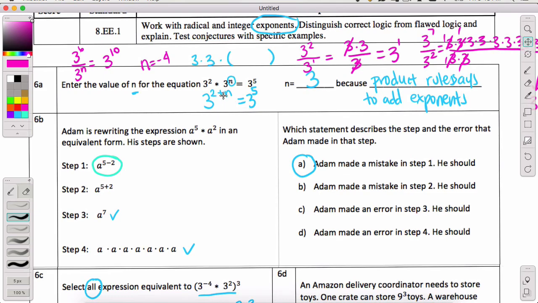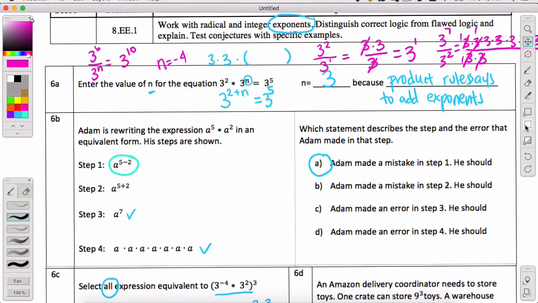Product property we already talked about here. So those would be some pretty common questions you'd be asked. Another one I was thinking was the power rule. So what if we had 3 to the n, to the 3rd, equals 3 to the 12th? If I asked you that, I would be saying 3 to the what power multiplied by itself 3 more times would get me 3 to the 12th. Well, the power rule tells me that this exponent to that 3rd power would multiply to get 12. So n would have to be 4.